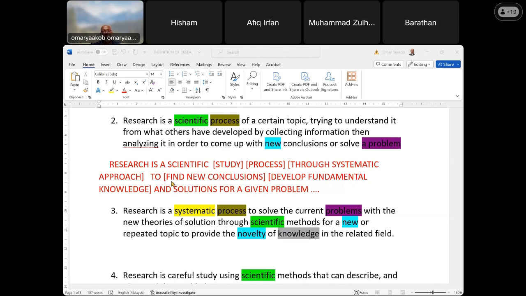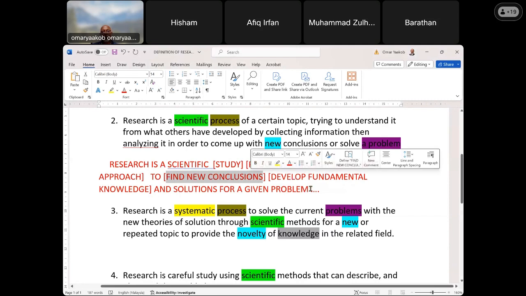Okay. Still, we need to have only one. How to modify this? I would like to propose to develop fundamentals and solution for a given problem, as well as find new conclusions. Okay, so that means that you put find new conclusion here. I think it should be at the end here. Yeah, at the end. Okay, I just put it again.